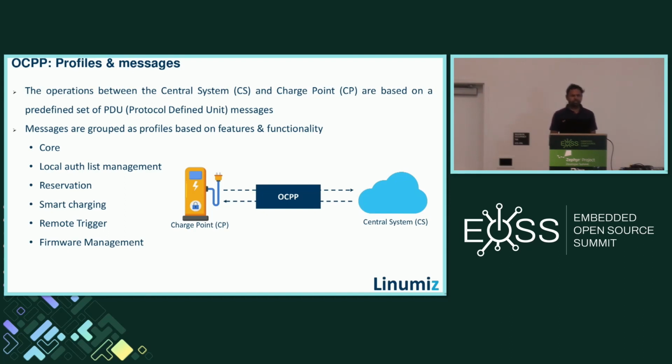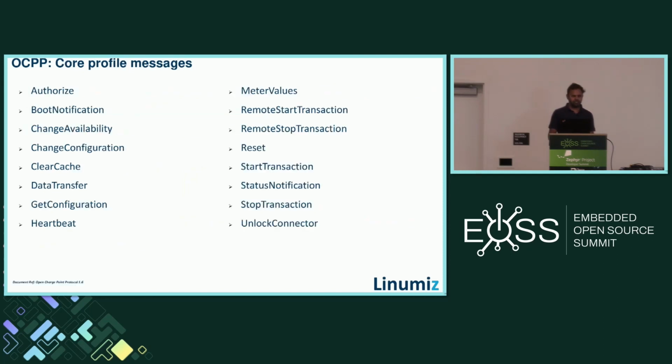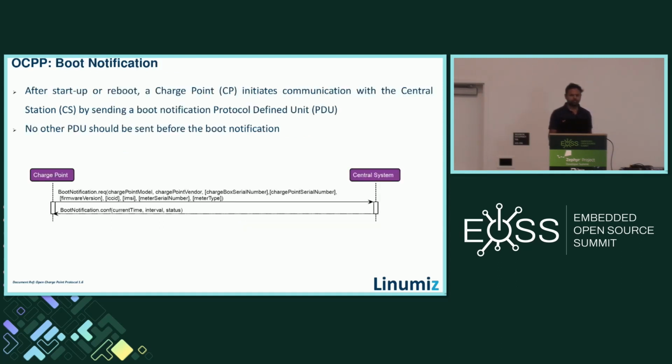Then we have the firmware management profile, which is for the over-the-air update of the firmware of the charge point itself. We will not see all these profiles, but we limit ourselves to the core profile and its messages. Here is the list of messages supported by the core profile. Again, we are not going to see all of them, but at least we will pick the messages that are essential for one complete charging cycle. So we will have a look at the authorize, boot notification, meter values, start-stop transaction, and remote start-stop transaction messages.